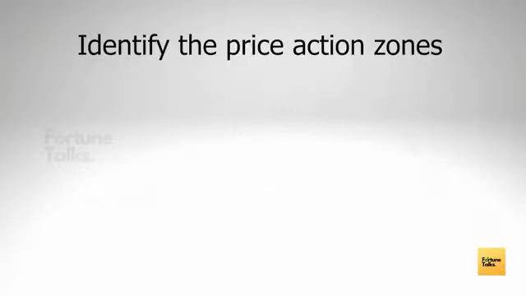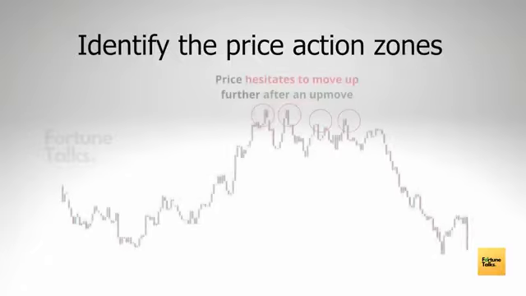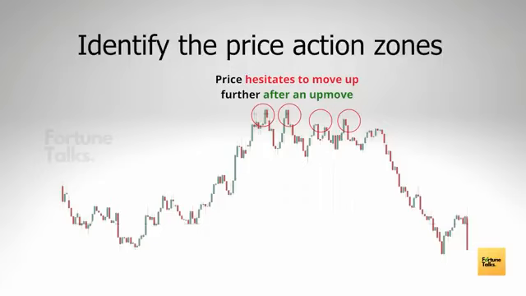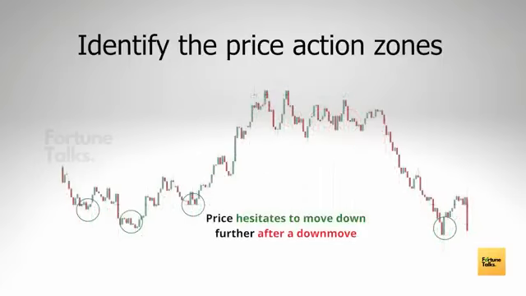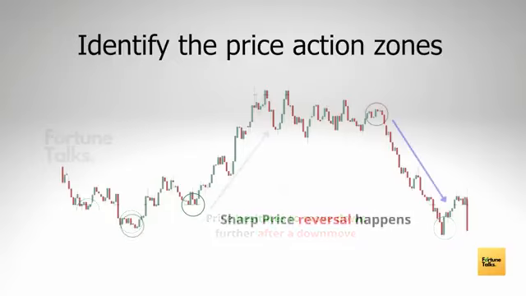Just to give you better clarity, you can identify a critical level when the price has displayed at least one of the following behaviors. Number 1, the price hesitates to move up further after a brief up move. Number 2, the price hesitates to move down further after a brief down move. And finally, number 3, sharp reversals occur at a particular price point. These are some of the ways you can figure out the price action zones.